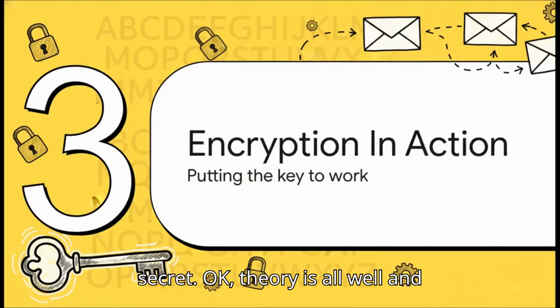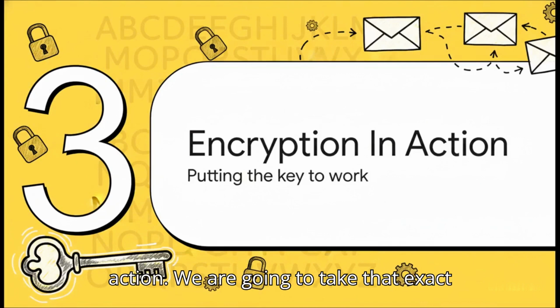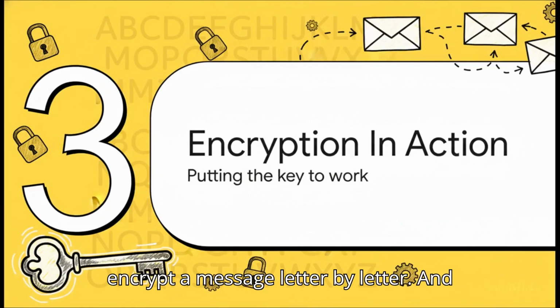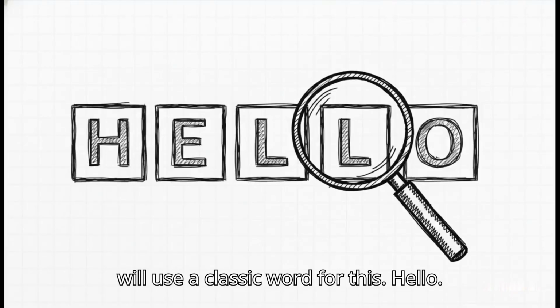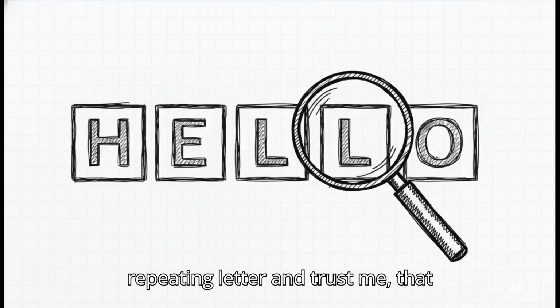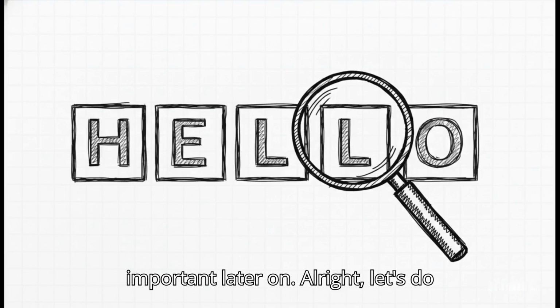Okay, theory is all well and good. But let's actually see this thing in action. We're going to take that exact key we just looked at and use it to encrypt a message, letter by letter. And we'll use a classic word for this, hello. It's perfect actually, because it has a repeating letter. And trust me, that little detail is going to become super important later on.